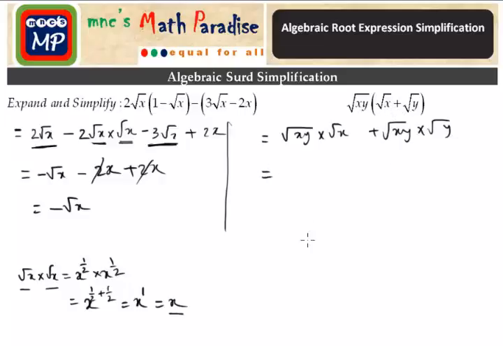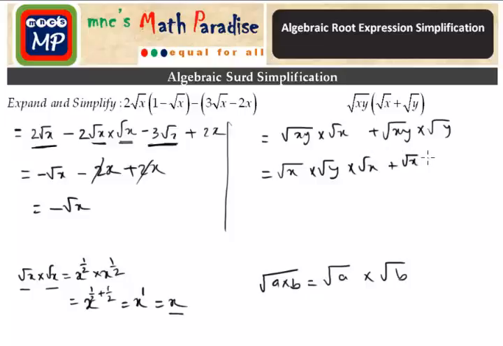So now we know the formula that root over a times b can be written as root a multiplied by root b. So root xy can be written as root x times root y, and root x is multiplication already there, plus here root xy can be written as root x multiplied by root y times root y. So here root x and root x, these two's multiplication will give us x, we know that.